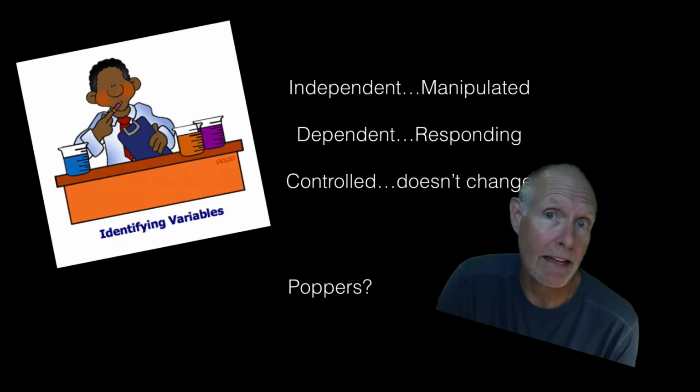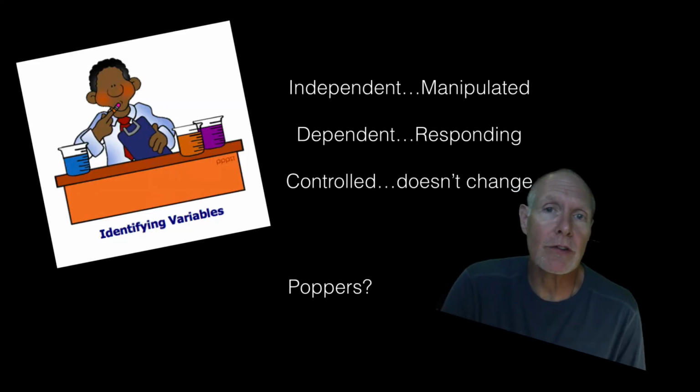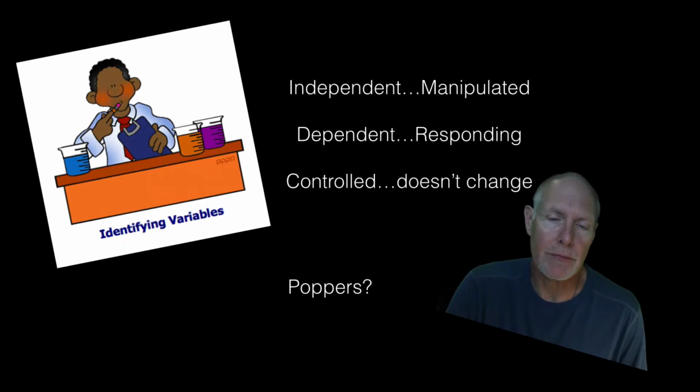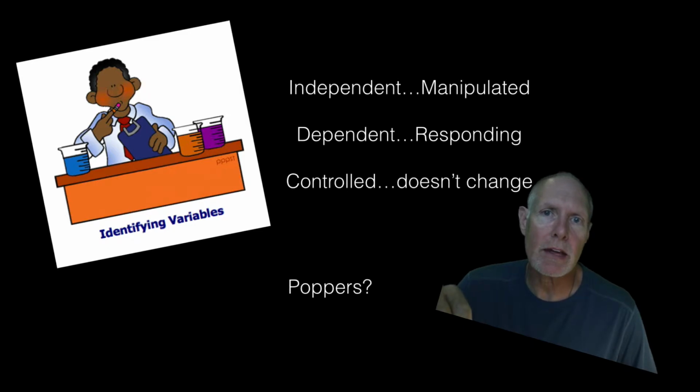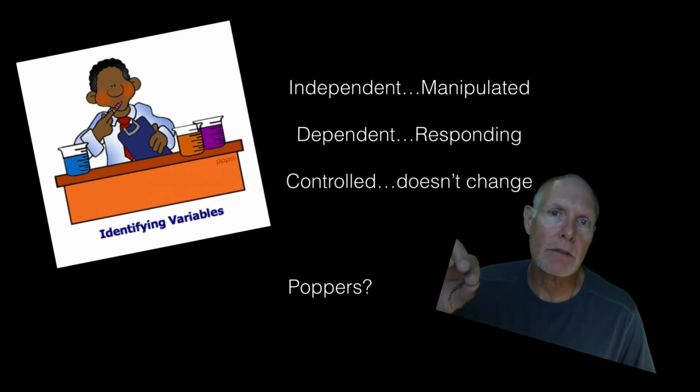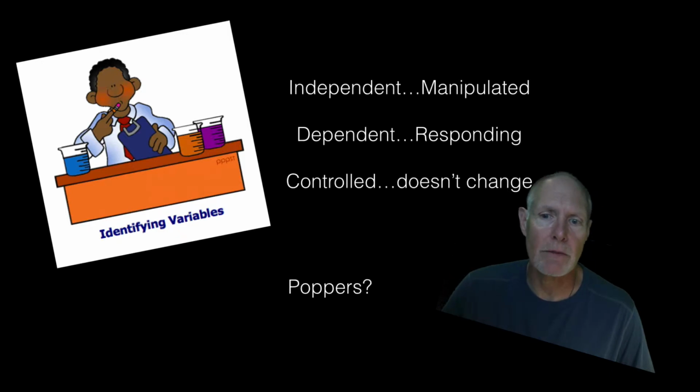Okay, welcome back. Now, we're going to talk about variables. Variables are those things in an experiment or an investigation that change. And we really have 3 kinds of variables that we want to talk about. There's an independent variable that's also called a manipulated variable. There's a dependent variable, which is called a responding variable. And then there's a controlled variable, things that don't change.